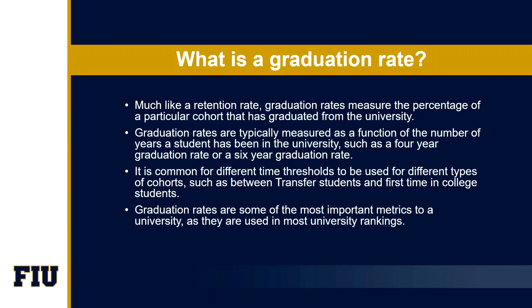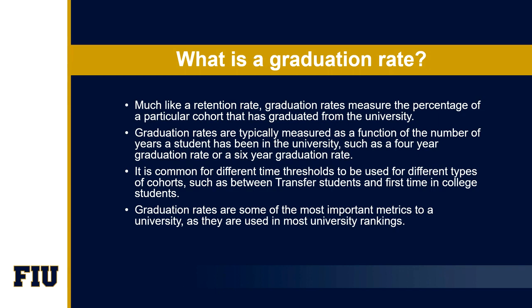These time frames are usually based upon national reporting standards, like those set forth by the National Center for Education Statistics. It is common for different time thresholds to be used for different types of cohorts, such as between transfer students and first-time-in-college students. Graduation rates are some of the most important metrics to a university, as they are typically heavily weighted in university rankings and are a principal measure of success.